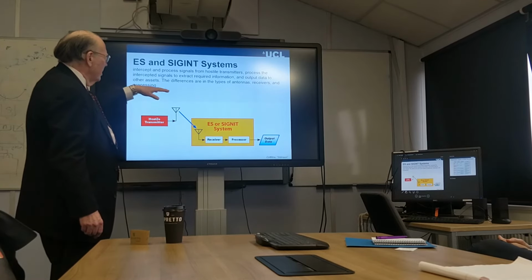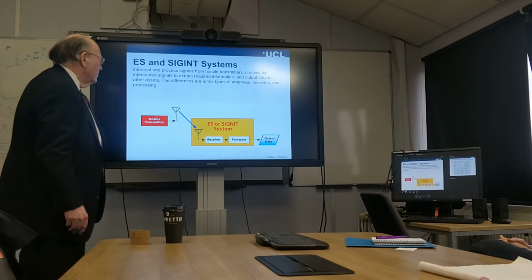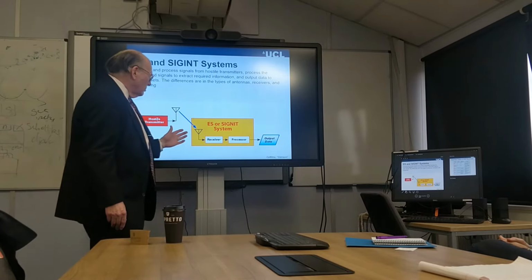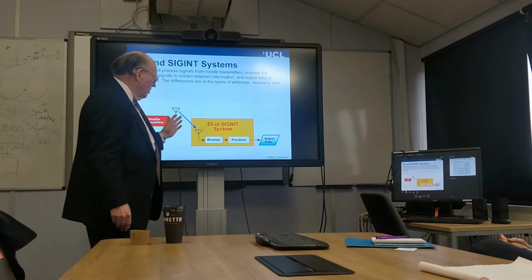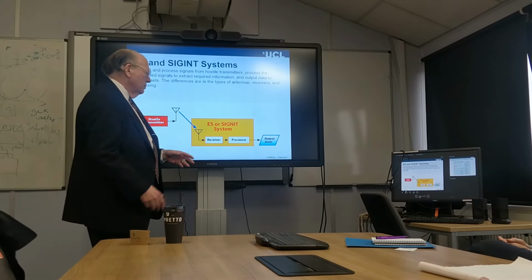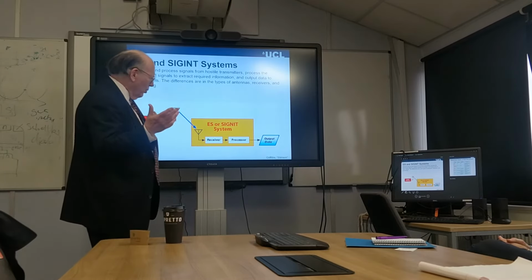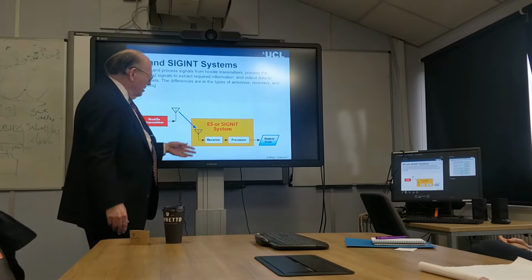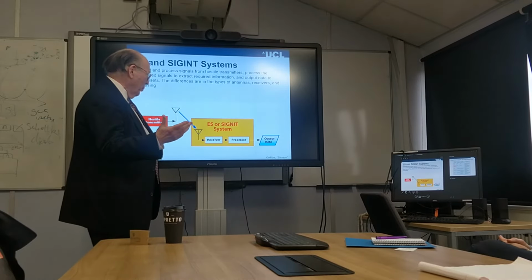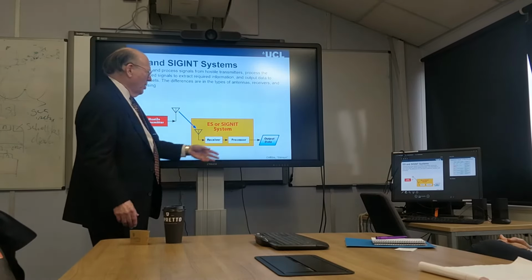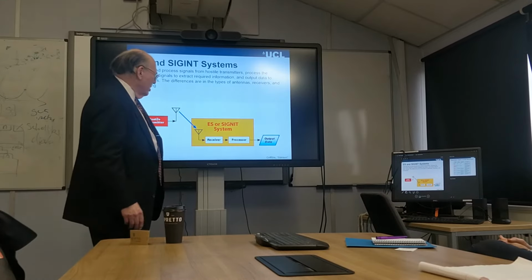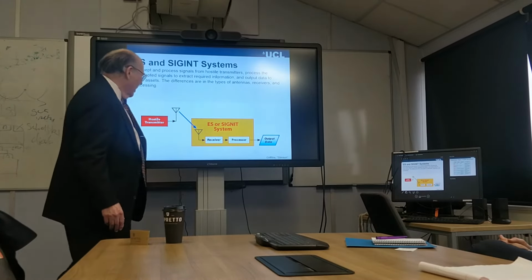There are differences in the types of antennas, receivers, and processing. So if we look at our system, we've got an antenna. Typically, we've got an array of antennas. We've got a receiver. We've got an array of receivers. We've got a processor. We've got an array of processors, and then the data goes out.